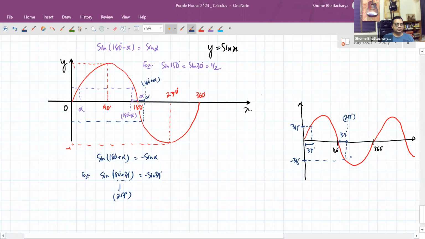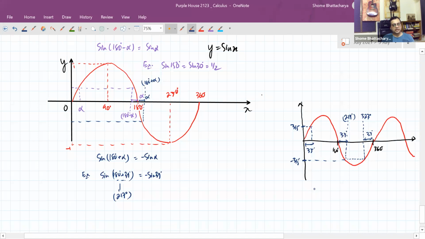Okay. And then there'll be another value at which it repeats itself, and that will be this one. So this time this is 37. So this angle will be 360 minus 37. So that is how much? 323 degrees.